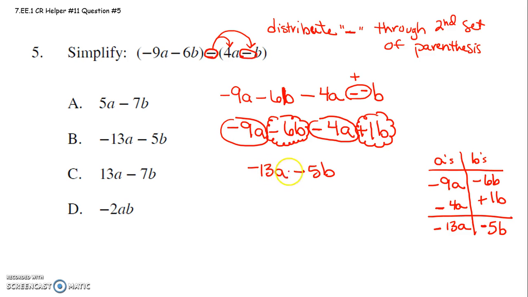These are not like terms. This one has an a, that one has a b, so you can't shove them together, which is how I would have known right away. That one didn't have a shot. Negative 13a minus 5b.